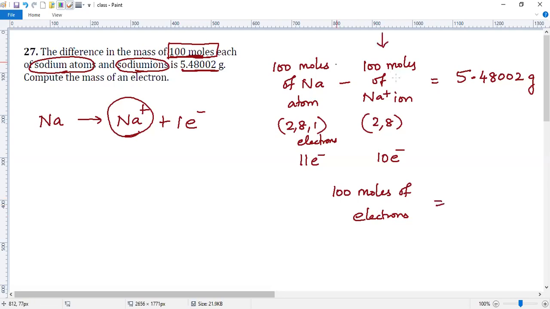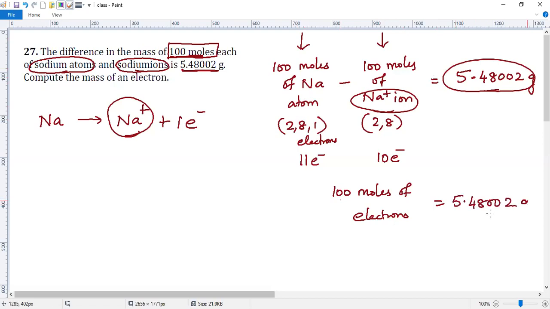Here it has lost. The 100 moles of electrons that were in the atom are not there in the Na plus ion. Right? And the difference for that missing part is this much. So I can assume the mass of 100 moles of electrons as 5.48002 grams. Clear? So the question asked is you have to compute the mass of one electron.